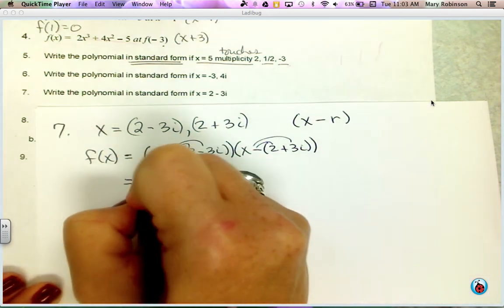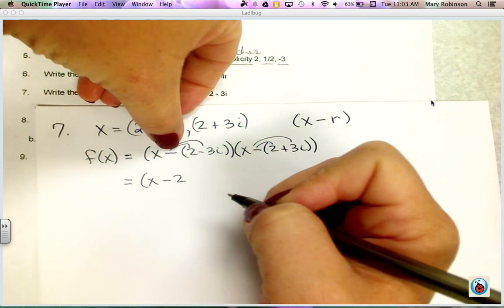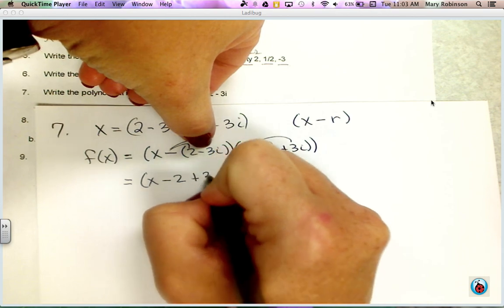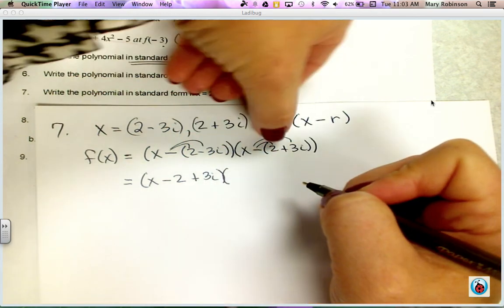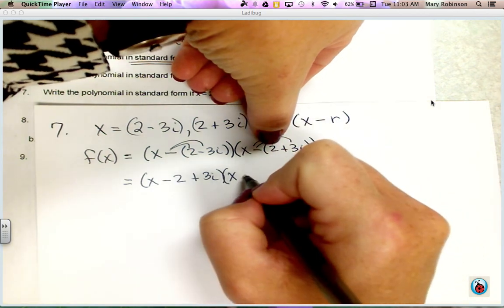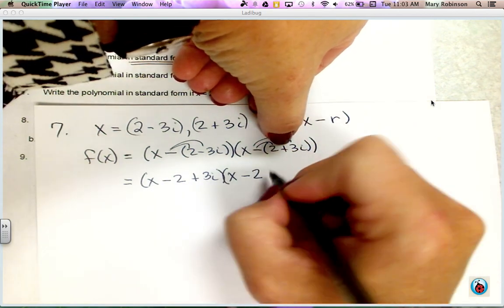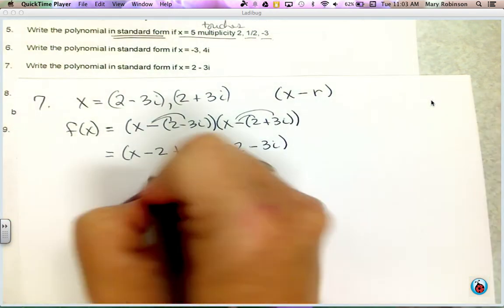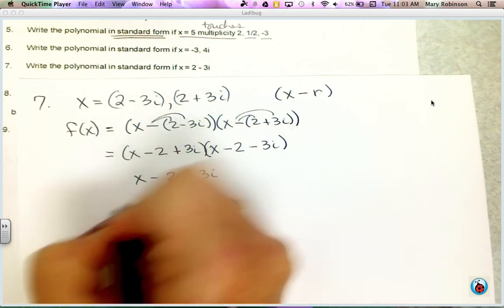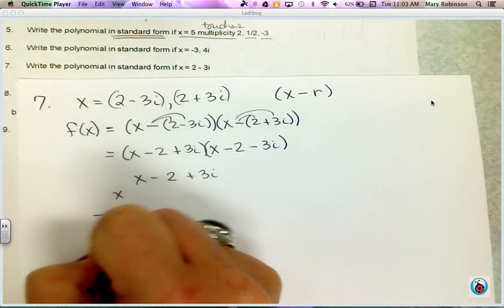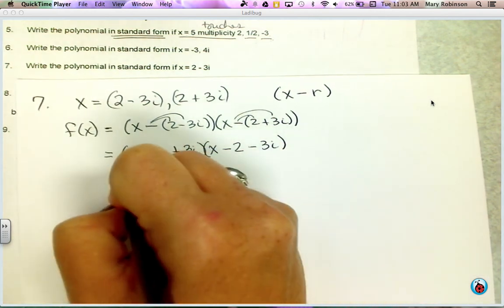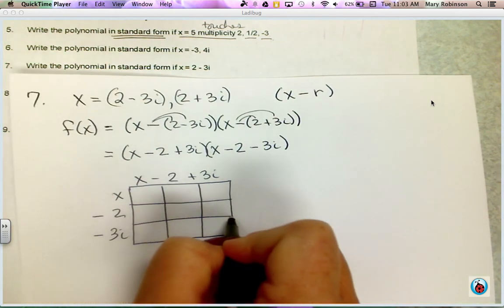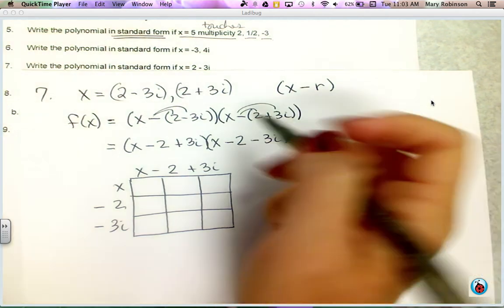So that means we're going to have x minus 2, because a negative times a positive 2 is negative 2, and then a negative times a negative is a positive 3i. Over here, we keep our x, but a negative times a positive is a negative 2, and a negative times a positive 3i is minus 3i. Because we have 3 terms times 3 terms, I would recommend using your box. And be very cautious of any sign errors. We don't want to make sign errors because one little error makes the difference between right and wrong. So we'll fill in our box.